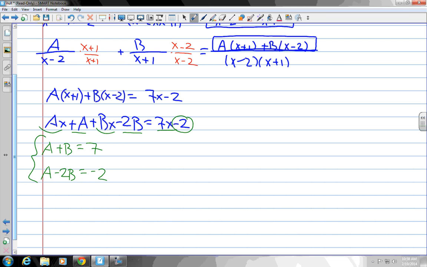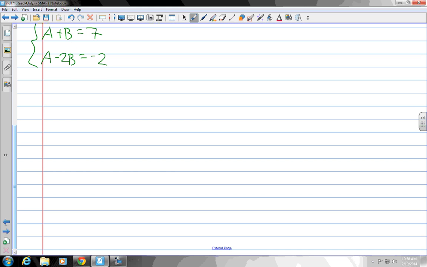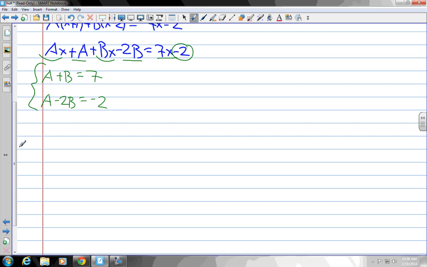So some slight linear algebra appears all of a sudden. We have to solve that system. So how do you want to solve this system? There are many ways of solving systems of equations, but it's up to you which one you want to use.